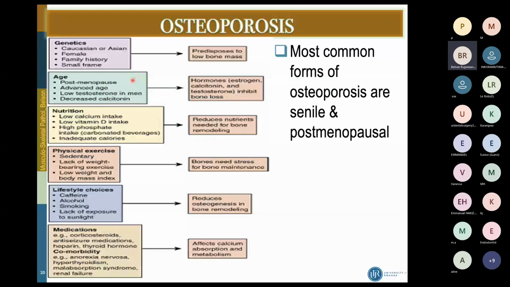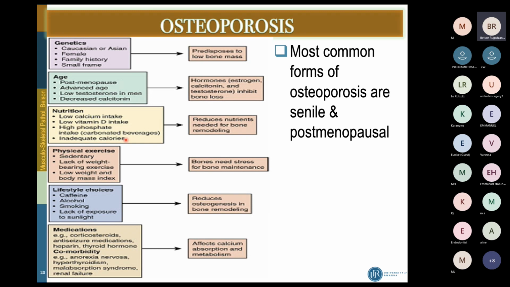So post-menopausal phase, advanced age, low testosterone in men also is a risk factor, like in women, low estrogen, decreased calcitonin, and so on. So nutrition: low calcium intake, low vitamin D intake, high phosphate intake. Ngira ngo murabyibuka twabonye muri kidney ko cyane kidney akazikora gishaka ko calcium yiyongera, it excludes phosphates, kubera ko iyo phosphates zibaye nyinshi, calcium nayo iba nke.